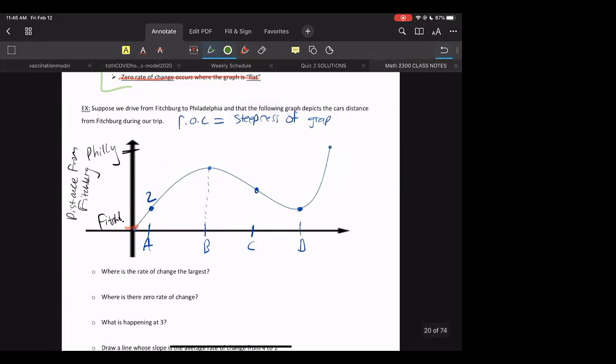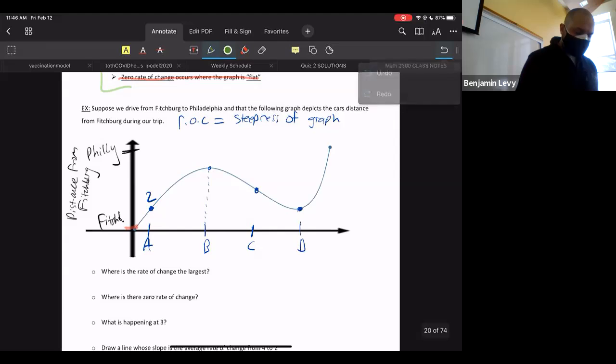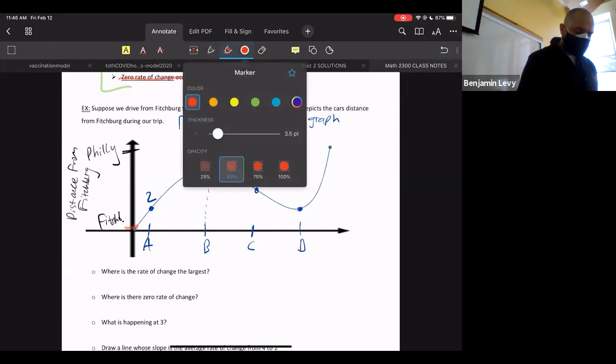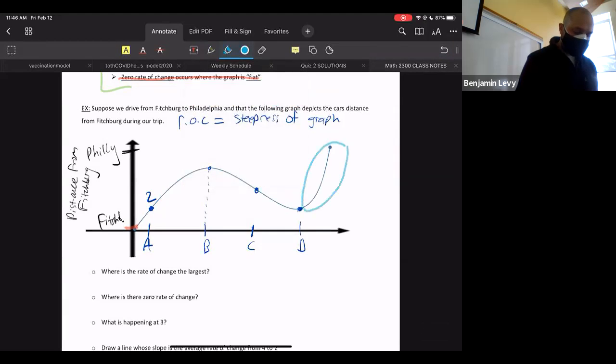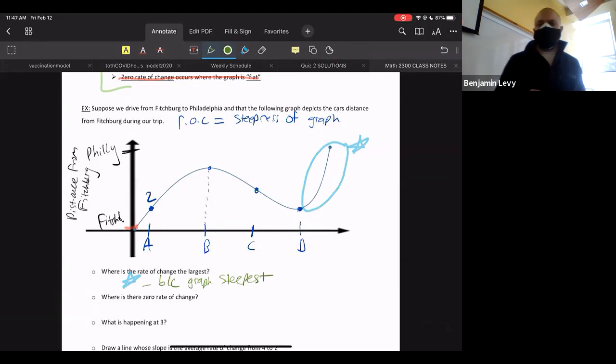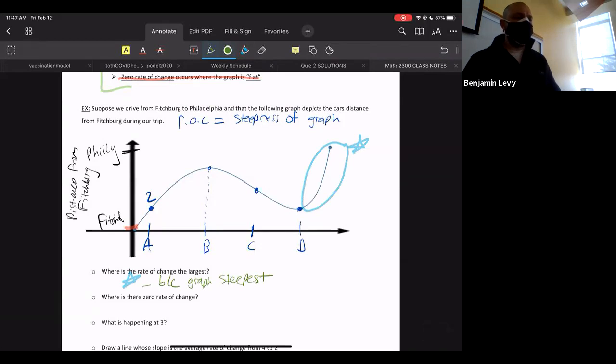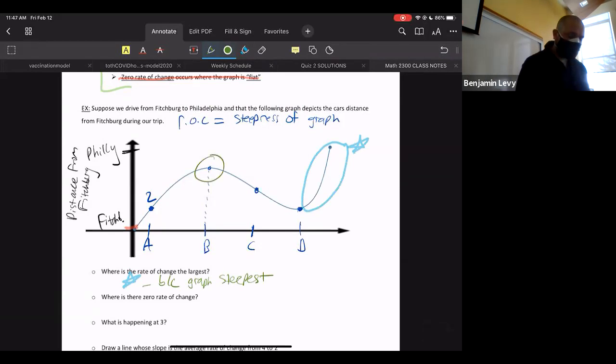If we look at this point right here, this section of the graph, let's star it right here. I think the star is the biggest part because the graph is the steepest. And someone has said a couple times, I think someone remotely was kind of repeating that maybe they think that B, this location, is the biggest rate of change.